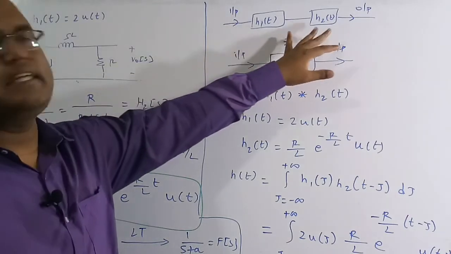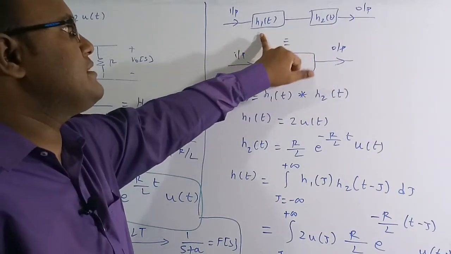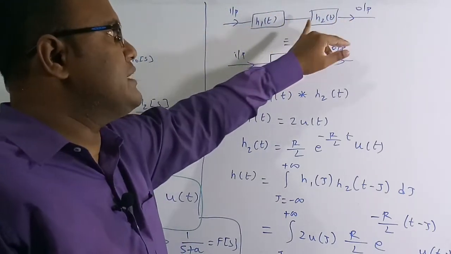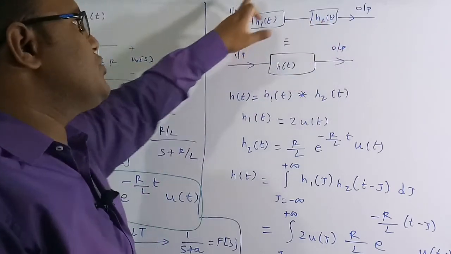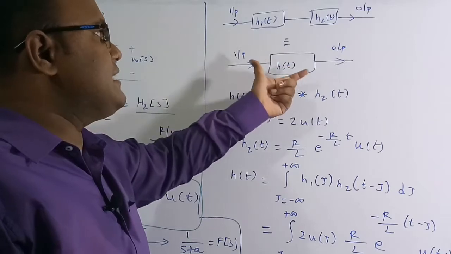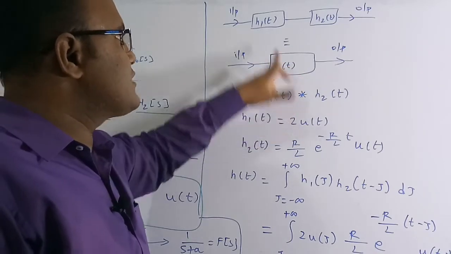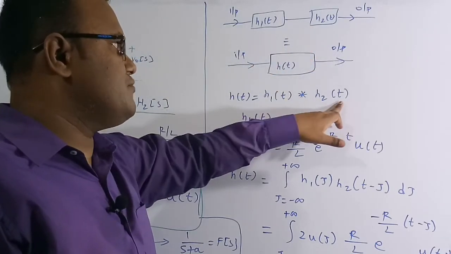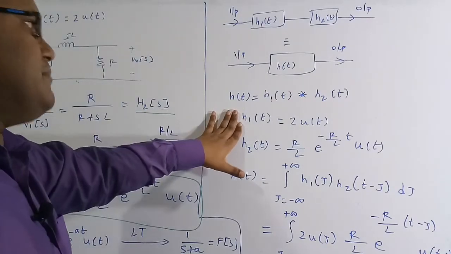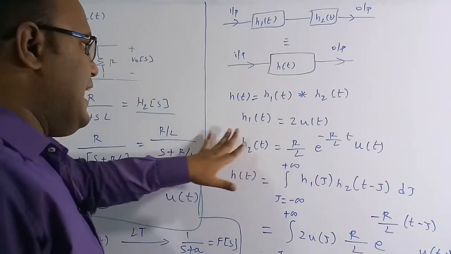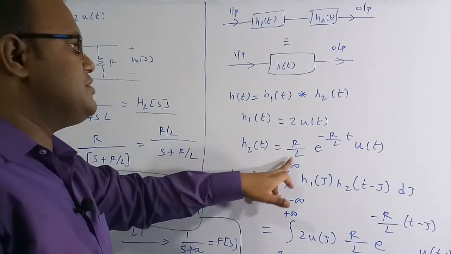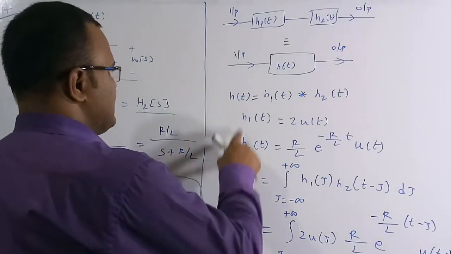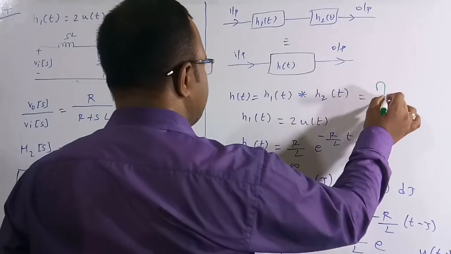So these two are connected in cascade fashion. This is the first LTI system impulse response, and this is the second system impulse response, and this is the input and output. Whenever you do the cascading, this total circuit is equivalent to one LTI system with impulse response h of t equal to the convolution of these two impulse responses, h1 of t convolution h2 of t. We know h1 of t is 2 into u of t, and the second system's impulse response is R by L into e to the power of minus R by L into t u of t. So we know h1 of t and h2 of t, and we need to find h of t. This is what we need to find now.